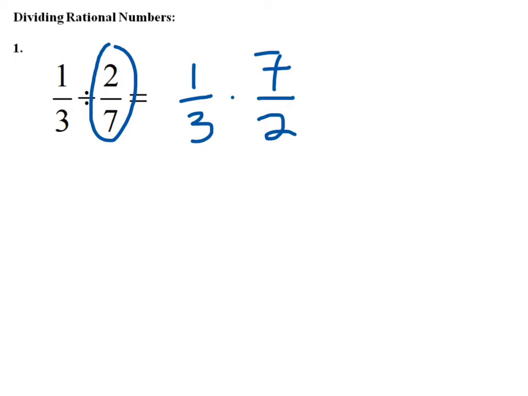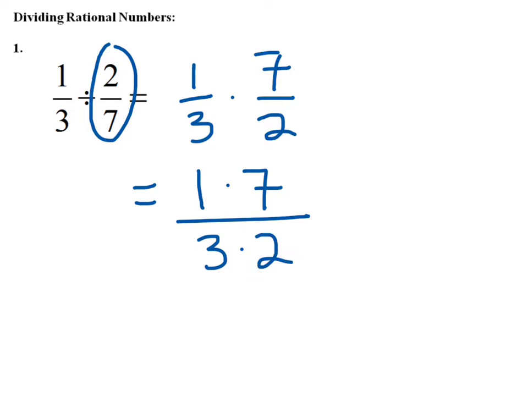Now, just as we've already looked at before, when we multiply two rational numbers together, it's the same as multiplying the two numerators together and multiplying the two denominators together underneath the division bar. Now we simply multiply 1 times 7, which is 7, and 3 times 2, which is 6. And that's our final answer.